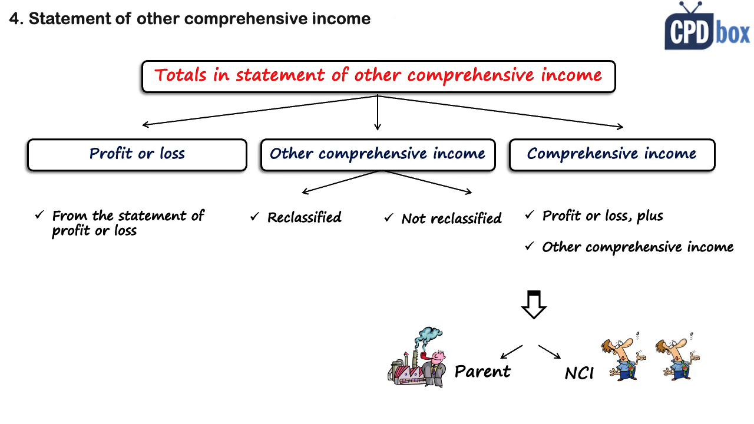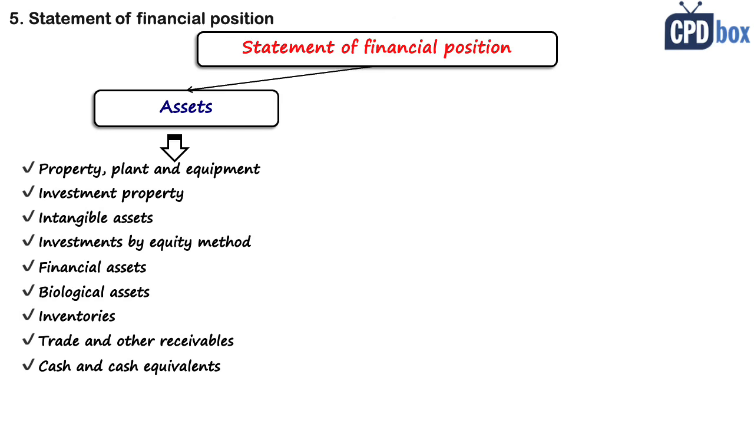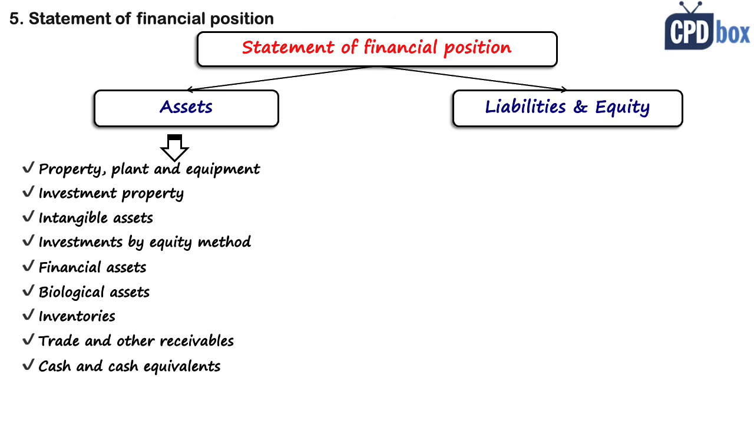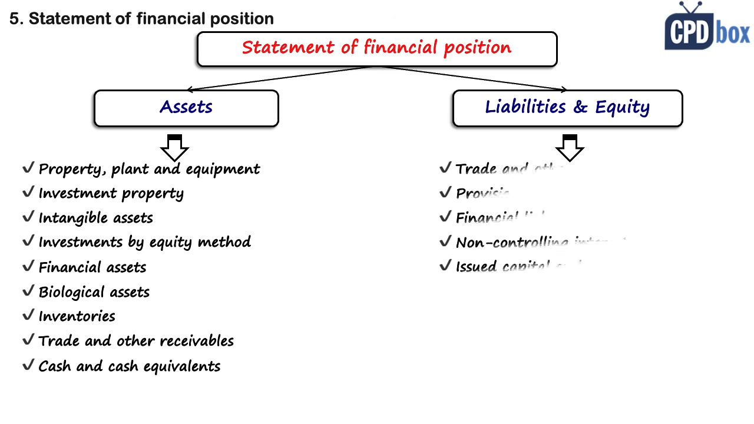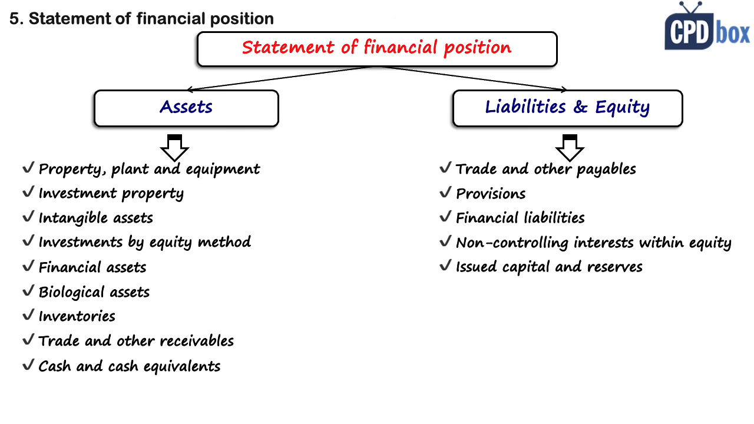The statement of financial position or balance sheet. Here IFRS 18 did not change much compared to IAS 1. So here's the list of items that shall be as a minimum included in this statement. On the asset side, you should present property, plant and equipment, investment property, intangible assets, and other assets as listed here. And then usually under liabilities and equity, you need to show trade and other payables, provisions, financial liabilities, non-controlling interests, issued capital, and reserves attributable to the parent.